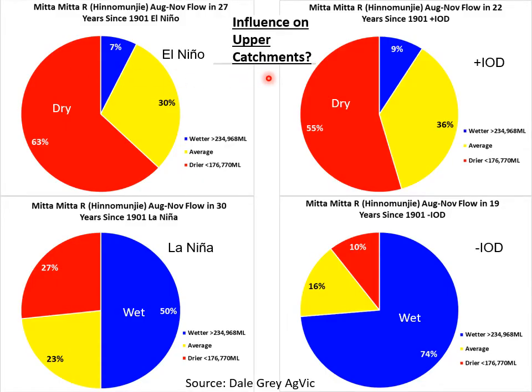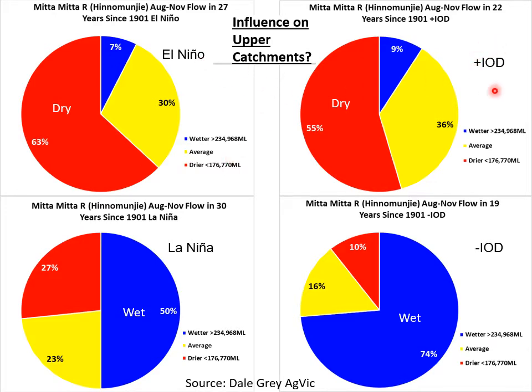It's really important to look at how these climate drivers influence our upper catchment runoff flows. In fact, what happens to rainfall is amplified in terms of the impact on runoff flows. By way of example, along the ranges, we've got the upper Murray here, the Mitta Mitta River, looking at August to November flows historically, and we're just looking at what's happened in El Nino years. Rather than a third of those years being low runoff years, it's actually 2/3. It doubles the chance of having a lower runoff year when you've got an El Nino.